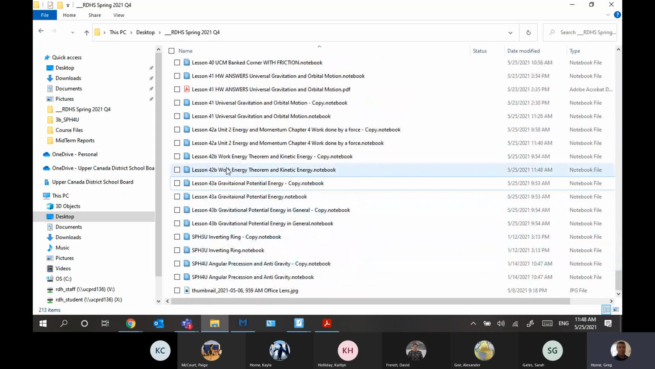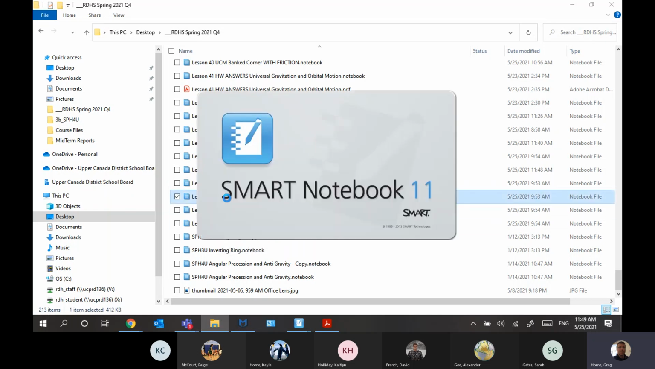So 43A, and I'll leave the new one, of course, to start tomorrow. But the gravitational potential energy one is also the in general one that's new. Here we go, just making sure I'm loading the right one. So the last one, three review little help things for you. And then I'll save the new stuff, of course, for the end of the lesson.